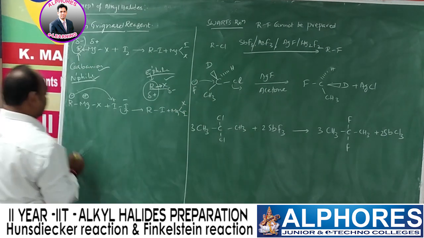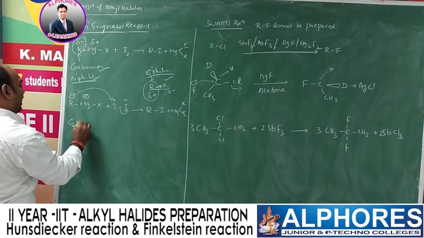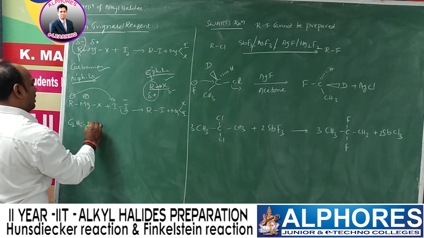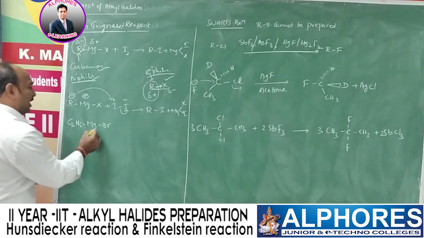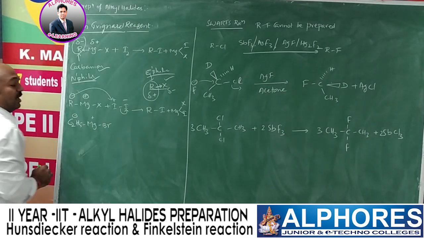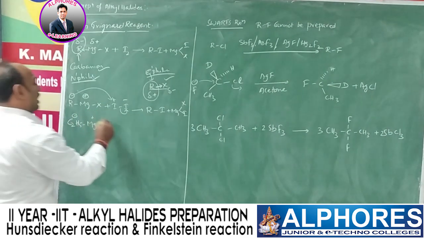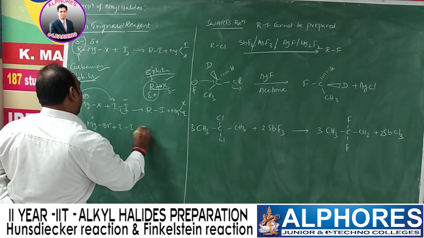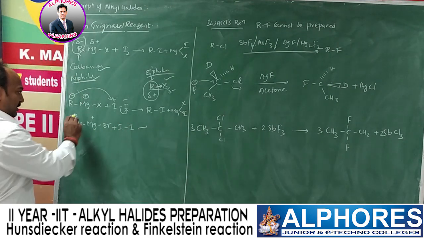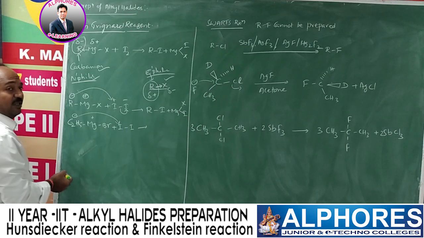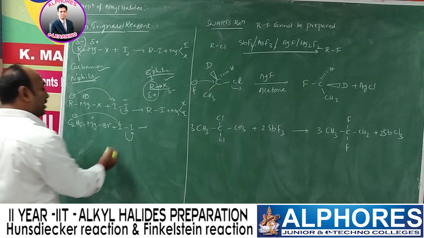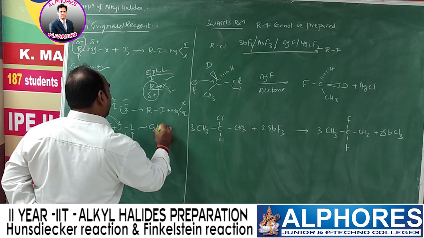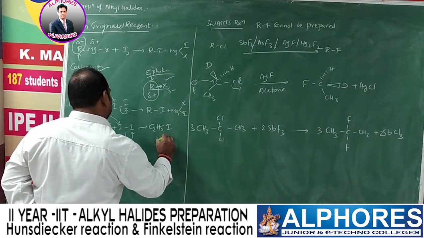Take C2H5MgBr, ethyl magnesium bromide, in which magnesium bears positive charge and the ethyl group bears negative charge. Upon treatment with iodine, the C2H5 minus attacks this iodine and the I-I single bond electrons are shifted towards the next iodine. As a result, we can prepare C2H5I and MgBrI.